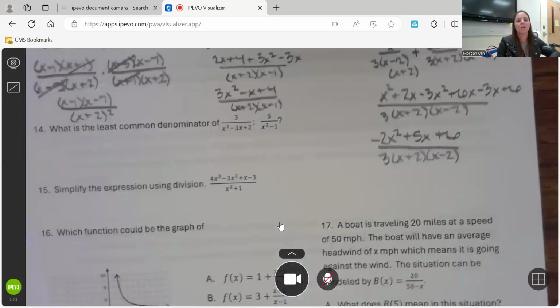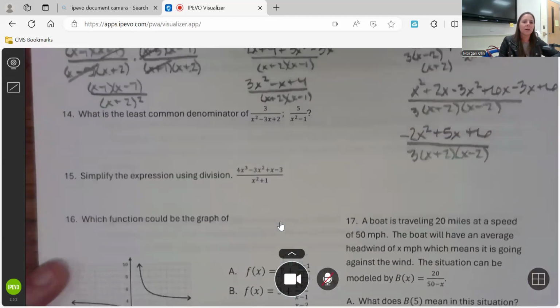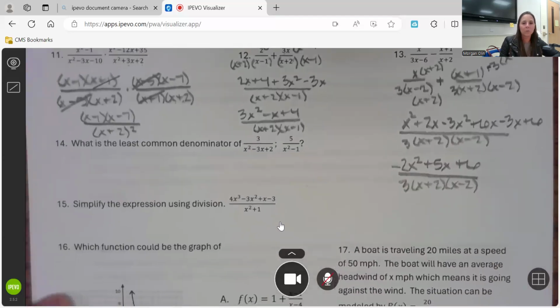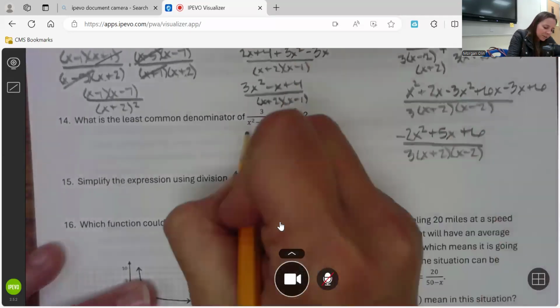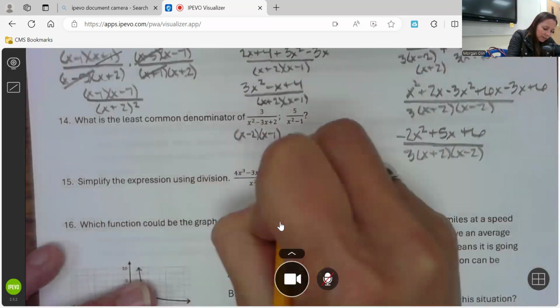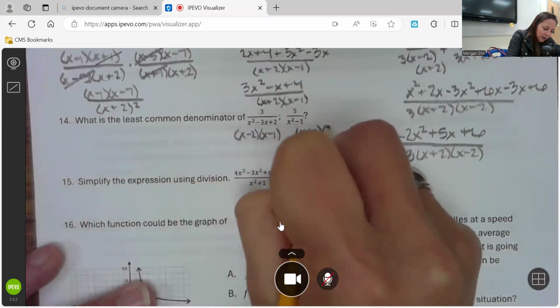All right, moving right along. Least common denominator, we just did that in 12 and 13. On one of the other problems beforehand, factor the denominator. So that's x minus 2, x minus 1.